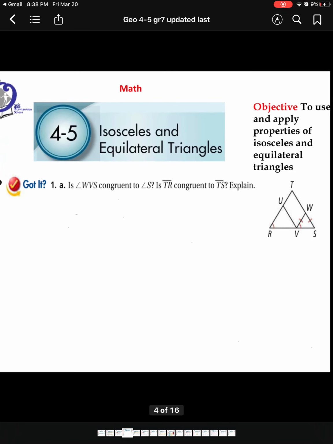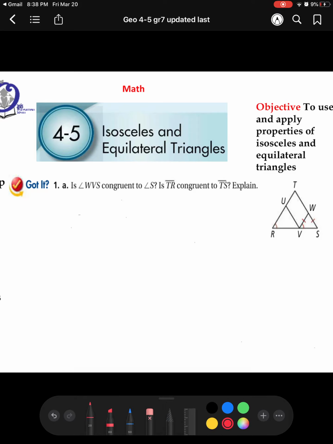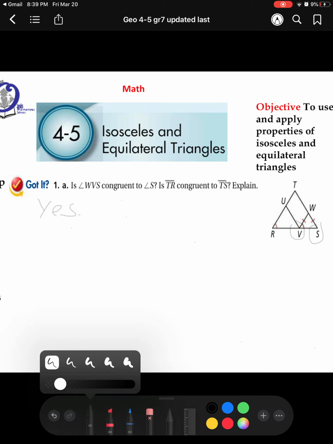Now, let's see the "Got it." The "Got it" has two parts. The first part is asking: is angle WVS, this is the angle, congruent to angle S? Since he's asking me about the angles, I need to say, is the triangle isosceles? Means, do we have a pair of congruent sides? So yes, I say yes. Why?